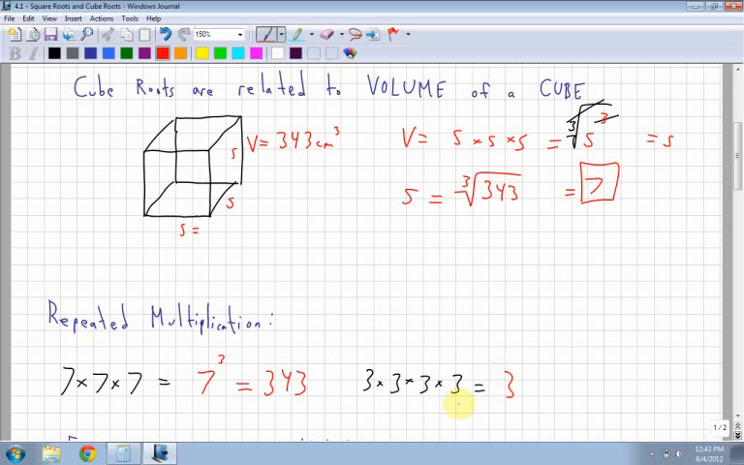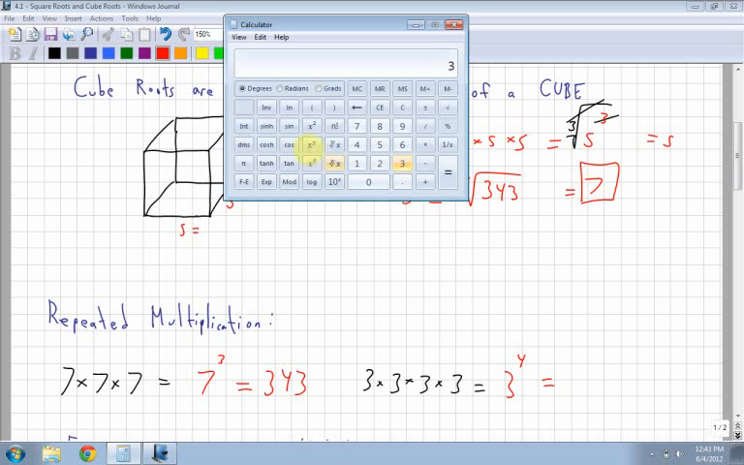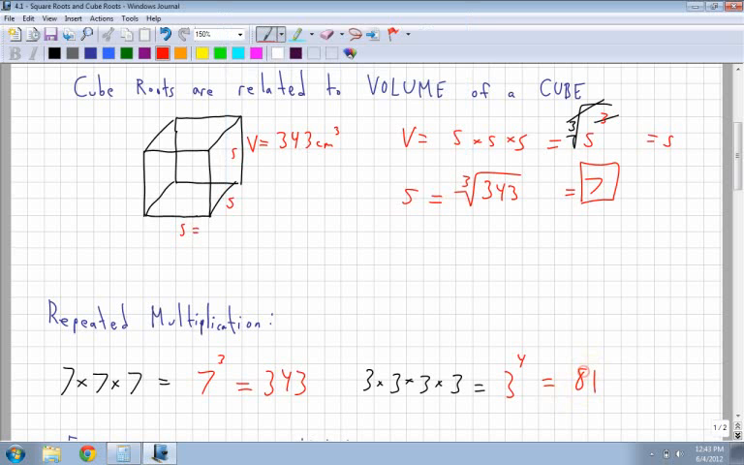This one, I have 3 to the power of 1, 2, 3, 4. And again, you can use your calculator. I don't have a to the power of 4 button, so I just use this button, x to the power of y, or it'll look like y to the power of x. Notice again that little symbol, 3 to the power of 4 is 81. So that's repeated multiplication as exponents.